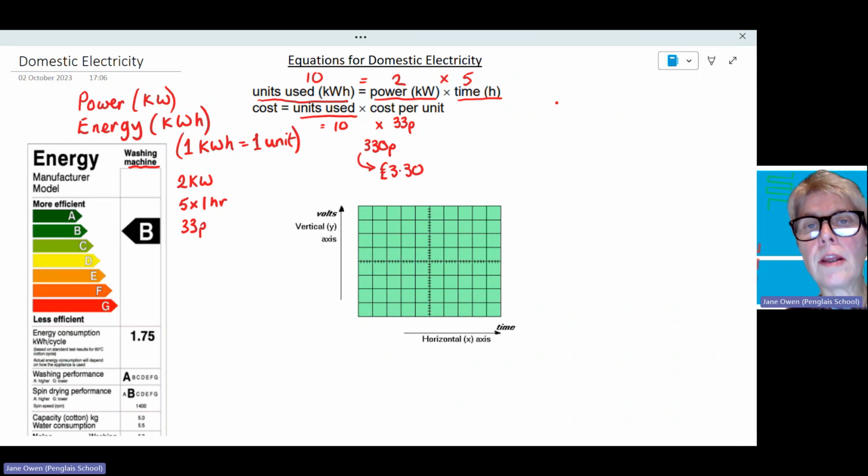Just a little bit of warning with WJEC, they don't like you writing things in pounds and pence. So if it's going to be 330p, because it's given to you as cost per unit in pence, then you write it in pence. And if you want to put it into pounds, divide it by 100 and put it into pounds, but don't put the pound sign and the pence sign down with it.